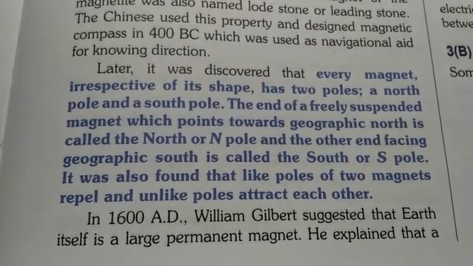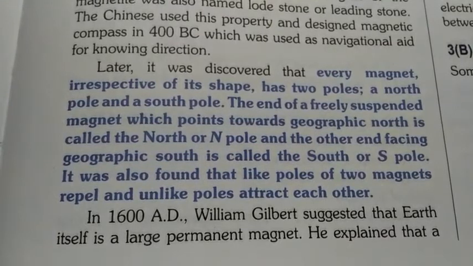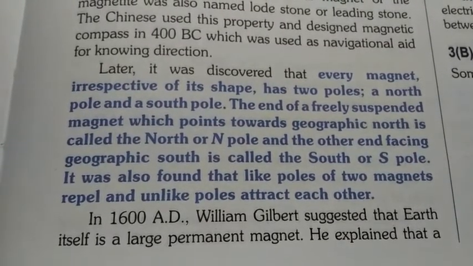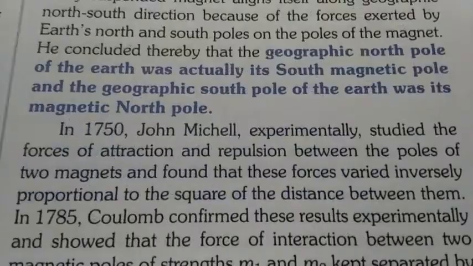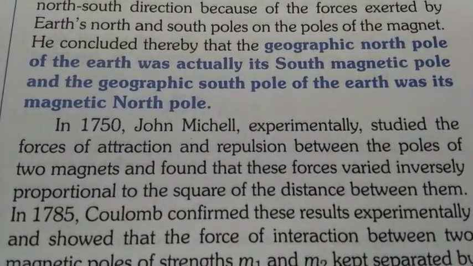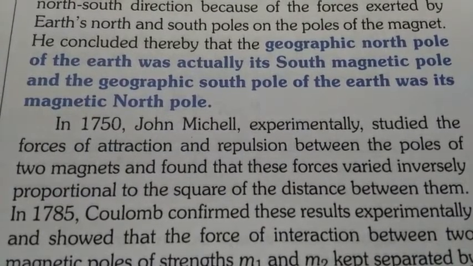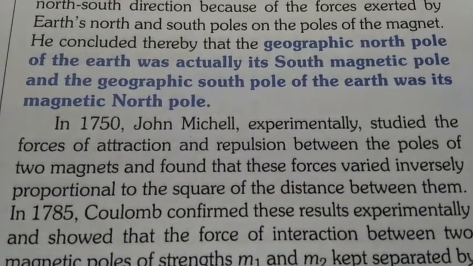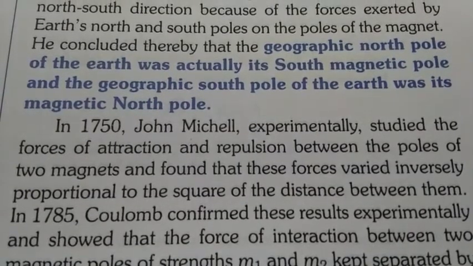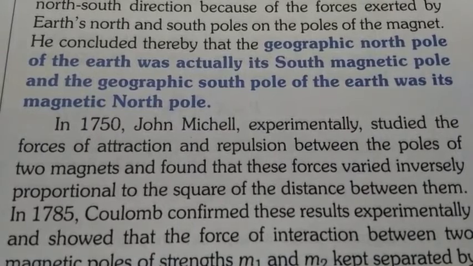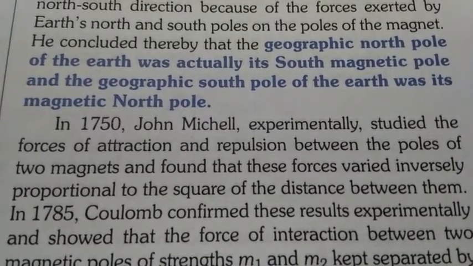So if it is pointing towards the geographic N pole, we consider that end as the N pole, okay, and the other as the S pole. So here you can see the geographic north pole of the earth is actually its south magnetic pole, and the geographic south pole of the earth is its magnetic north pole. So that means the geographic poles and magnetic poles are opposite to each other.